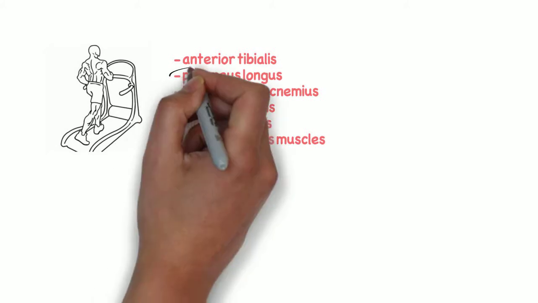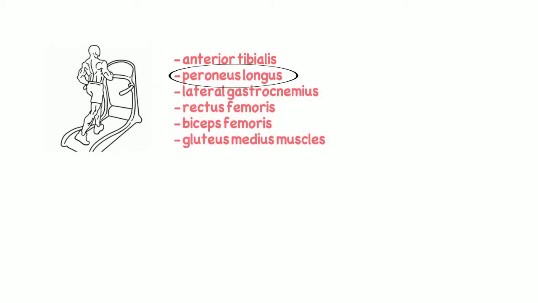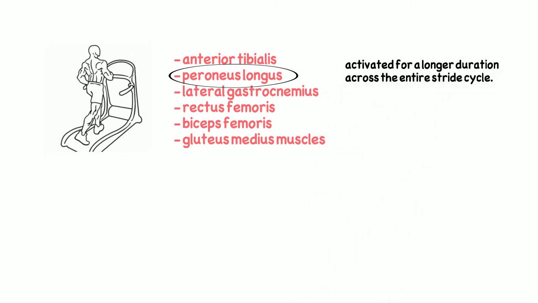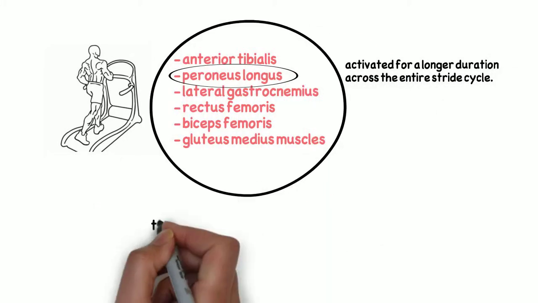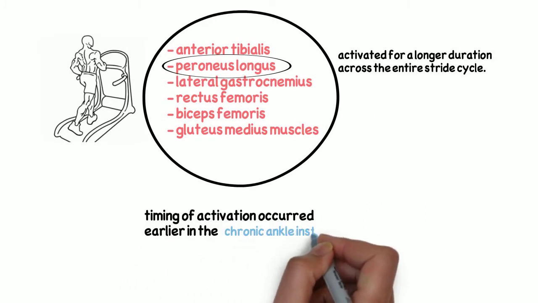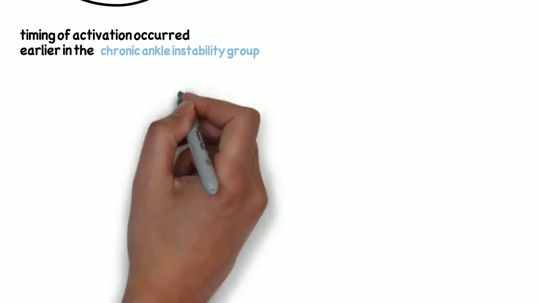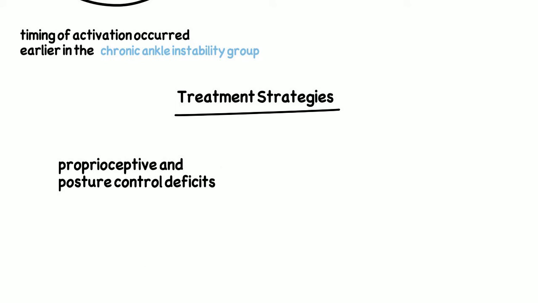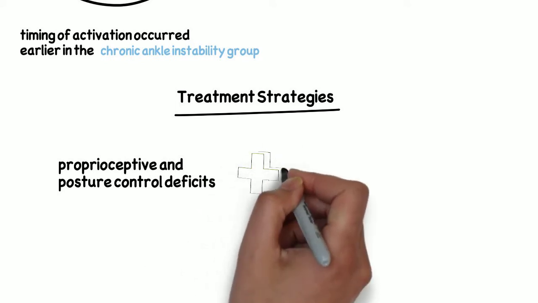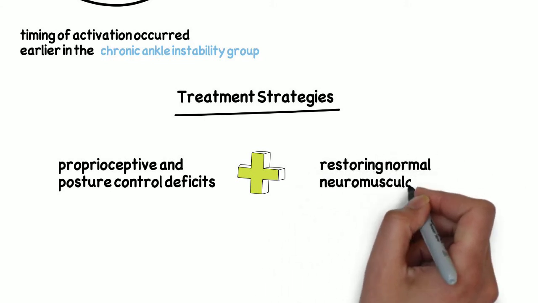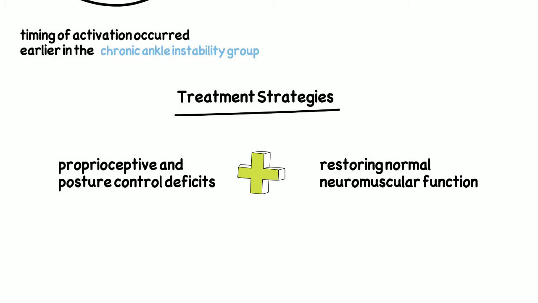The results were as follows. The peroneus longus was activated for a longer duration across the entire stride cycle. For all the muscles, timing of activation occurred earlier in the chronic instability group. So what does this all mean? Well, we know that current treatment strategies for chronic ankle instability address proprioceptive and posture control deficits during gait. Now, this study shows that a focus on restoring normal neuromuscular function during gait should also be added to your treatment strategies.